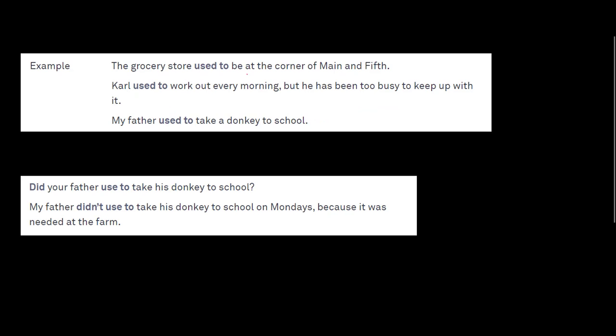Let's see some examples of how it is used. I've got three examples here, pay attention. The first sentence, the grocery store used to be at the corner of Main and Fifth. Main and Fifth here are names of addresses or location. The second sentence, Carl used to work out every morning, but he has been too busy to keep up with it. So he does not do it again. Okay, my father used to take a donkey to school. It's funny, right?